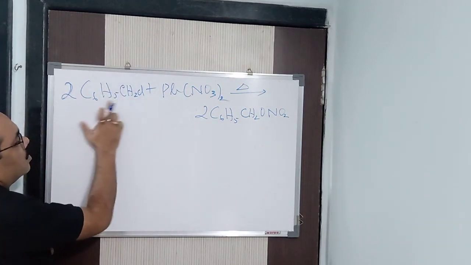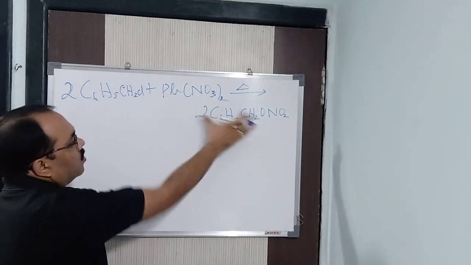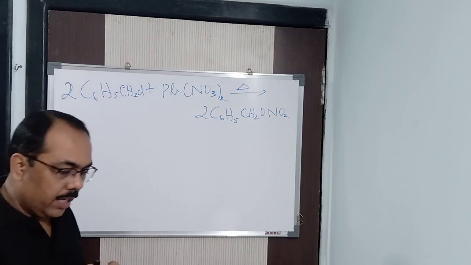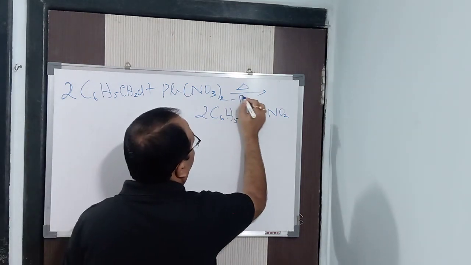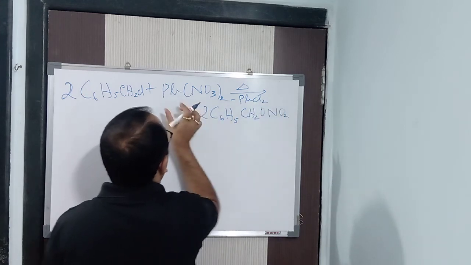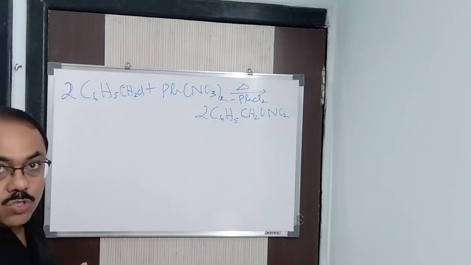I'm very sorry. So it is C6H5CH2Cl plus lead nitrate, which is an oxidizing agent. It will oxidize to form this particular product. You will be getting it. Clear? Rather I am writing it here minus PbCl2. This Pb reacts with 2Cl to form PbCl2, and the rest of the reactant is being used up.